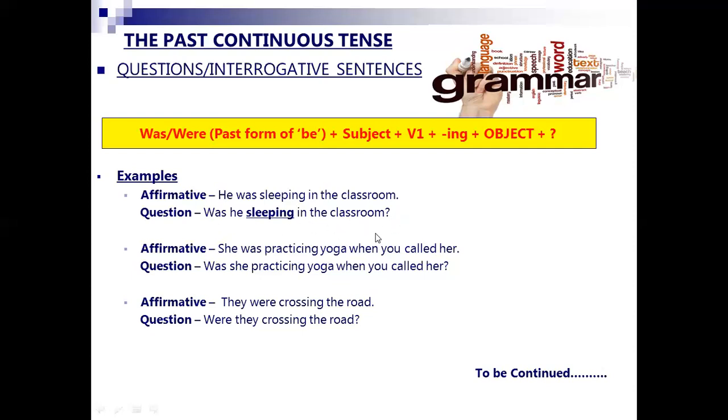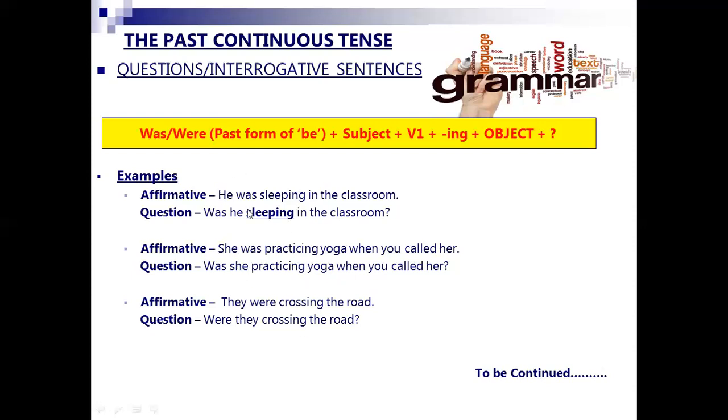Yes, he was sleeping in the classroom. Or no, he was not sleeping in the classroom. Getting it? So this is a yes-no type question. She was practicing yoga when you called her. See, she was practicing. Now, this helping verb comes first. Was she practicing yoga when you called her? Question mark. It's very easy.